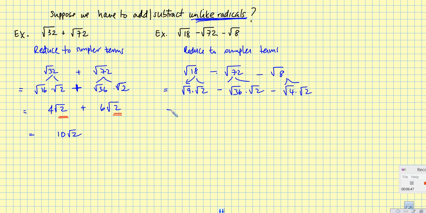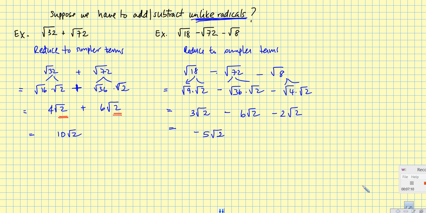Okay, so the square root of 9 is 3, and we get 3 root 2. The square root of 36 is 6 root 2, but there's a minus in between. And the square root of 4 times root 2 is minus 2 root 2. So I end up getting 3 minus 6 is negative 3. Negative 3 minus 2 gives me negative 5 root 2.